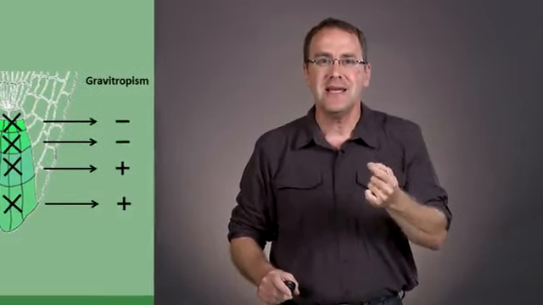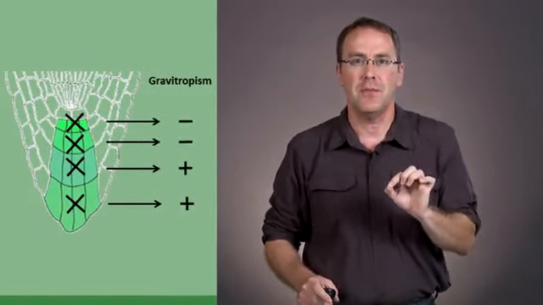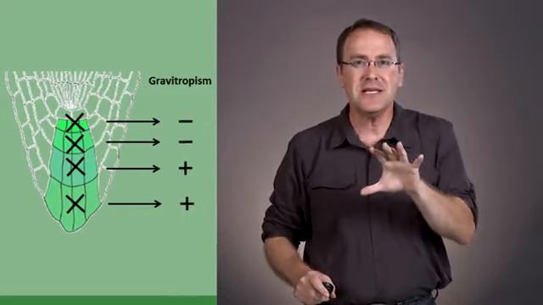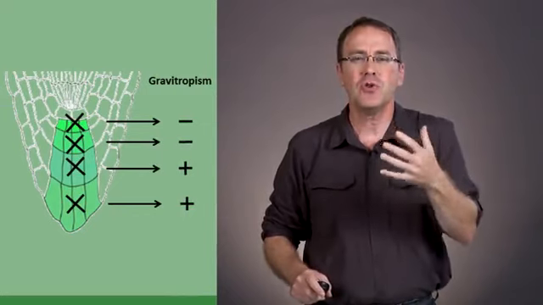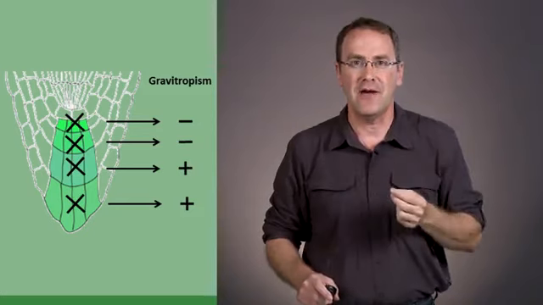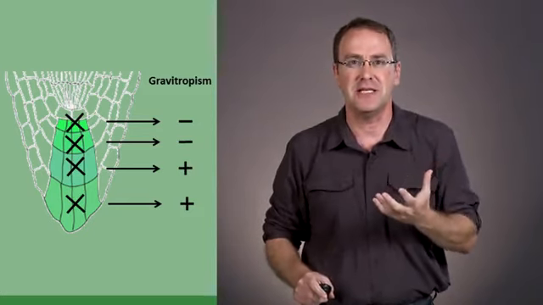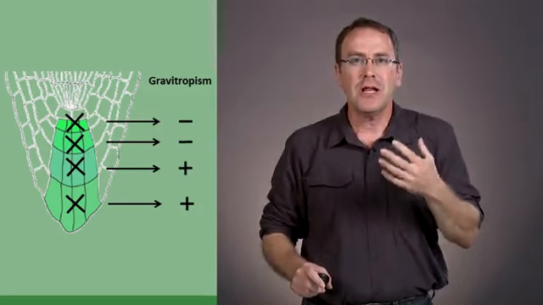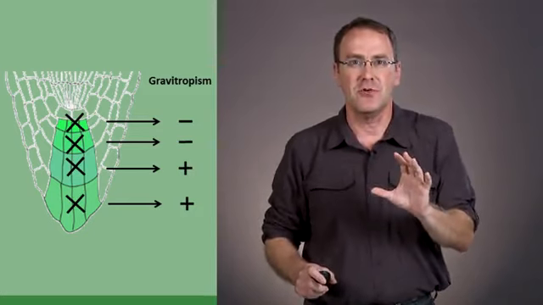Now I want to go back to our experiments on gravitropism. What we had seen earlier was that gravitropism is sensed in specific cells in the root cap. But we still didn't come to a conclusion about what is sensing the gravity or how gravity is being sensed. I want to look a little bit more into the structure of the cells in the root cap.